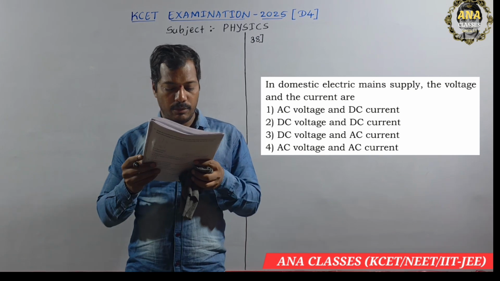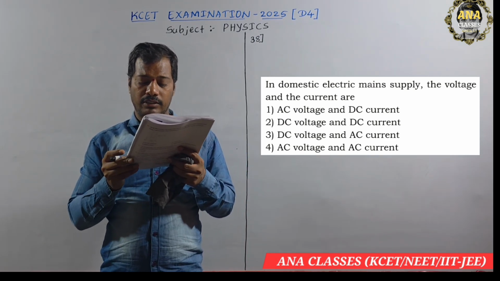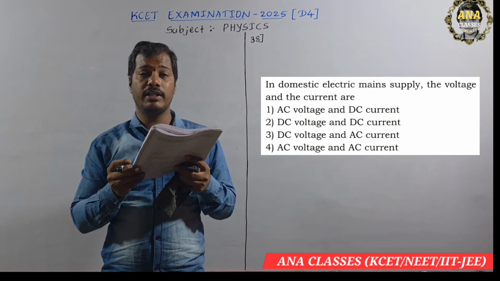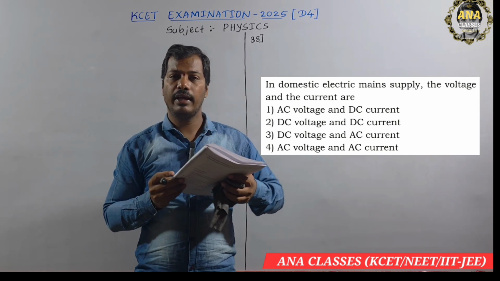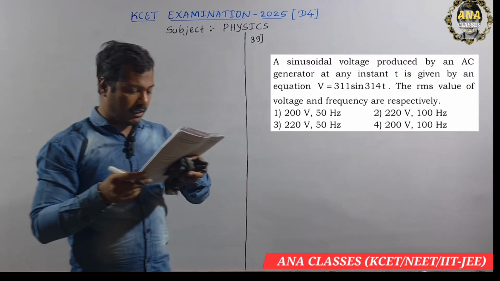Question number 38. In domestic electric mains supply, the voltage and the current are. So here, in domestic supply, there is AC voltage and AC current. What we use is AC voltage and AC current. So answer is 4.